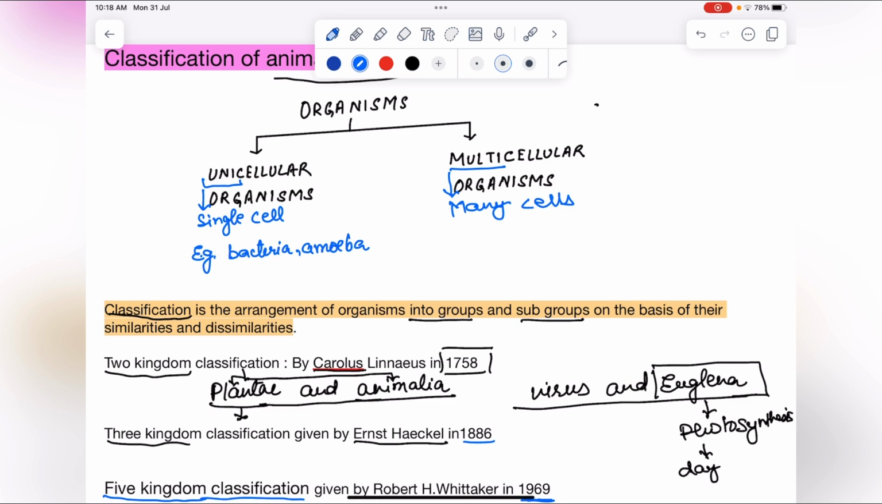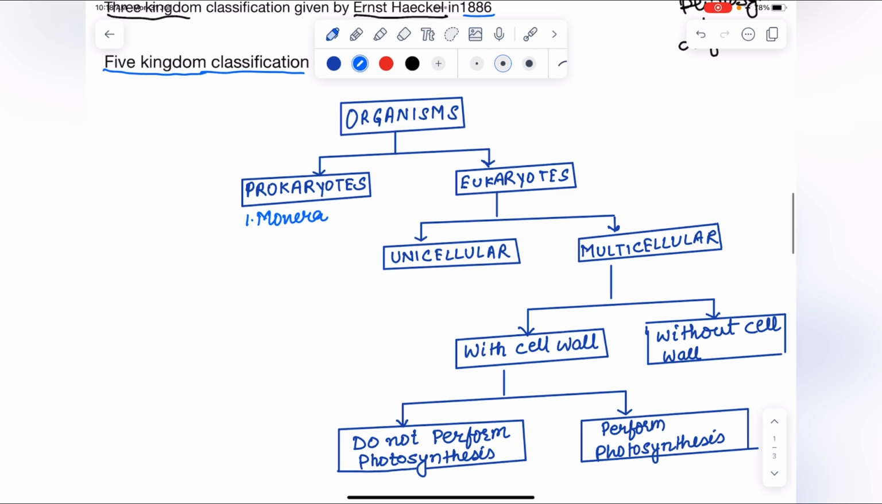These are unicellular organisms. Multicellular: all organisms like plants and animals come under multicellular organisms. Now, I will explain how R.H. Whittaker classified these organisms. First, he classified organisms into prokaryotes and eukaryotes. Prokaryotic organisms will be single cell only, no multicellular organisms are present in prokaryotes. The first thing is, single cell will be there.